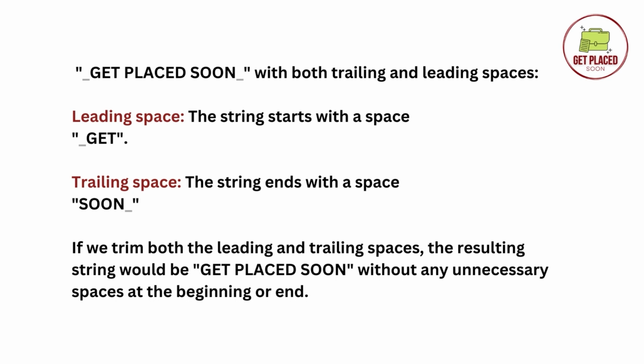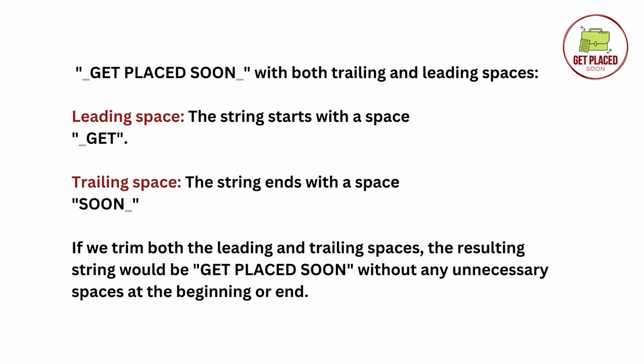Okay, the trailing space is nothing but the string ending with a space. After soon also we are having a space. Now if we trim both leading spaces and trailing spaces, we get placed soon without any unnecessary spaces at beginning or end. Beginning is leading space, ending is trailing space. Extra spaces are nothing but more than one space between words. That also we can remove when we are reversing the string.